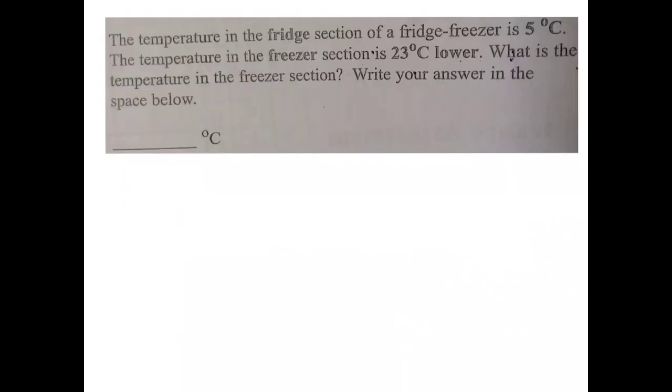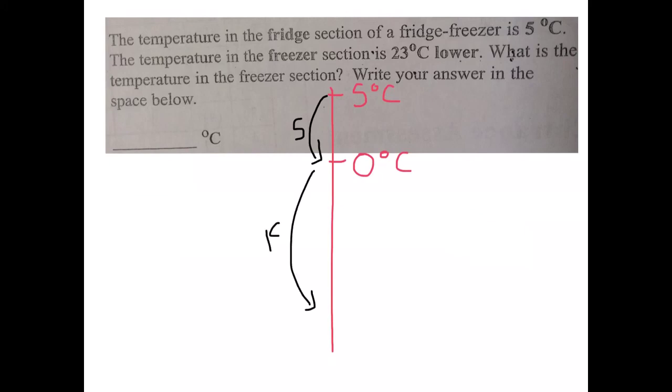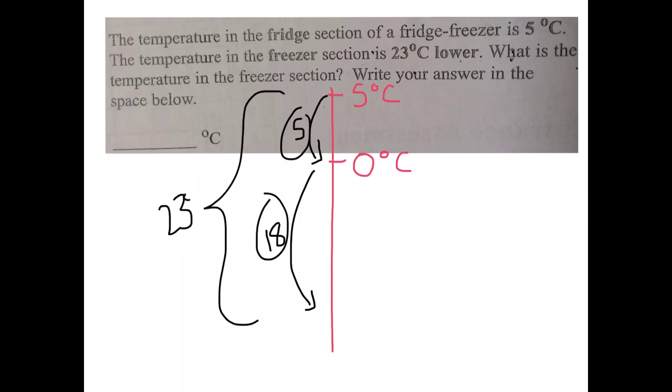The temperature in the fridge section of the fridge freezer is 5 degrees Celsius. The temperature in the freezer section is 23 degrees lower. What is the temperature in the freezer section? Again, another little thermometer will help us. There's our 0 degrees. Our fridge is up at 5 degrees. And we're told that the freezer is 23 degrees lower. Well, if I drop 5 degrees, it puts me on to 0. I still need to drop another 18, because 5 and 18 would give me the drop of 23 degrees Celsius. So my temperature in the freezer is minus 18 degrees Celsius.